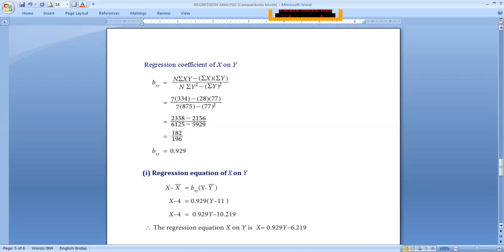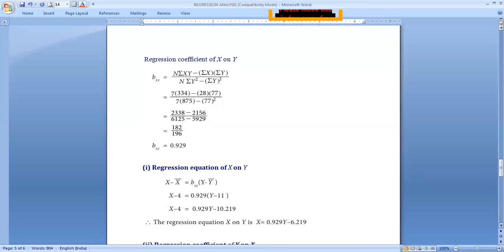And in this way we have obtained the first regression equation, the regression equation of x on y, and it is given by x equal to 0.929y minus 6.219. This is the first regression equation, known as the regression equation of x on y.